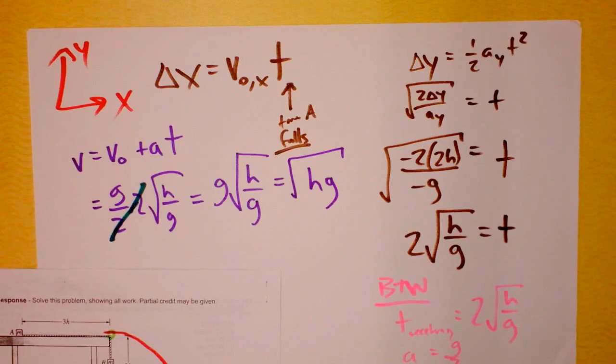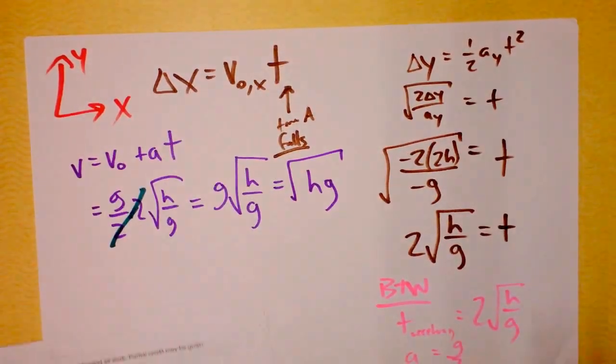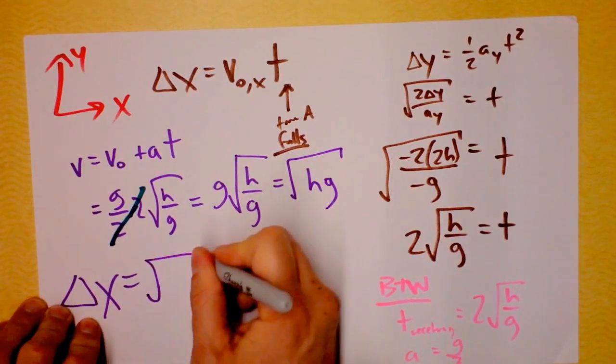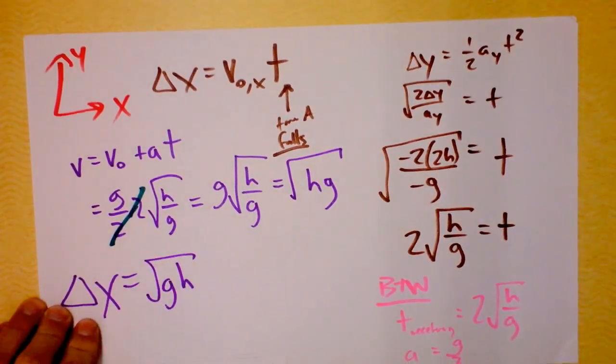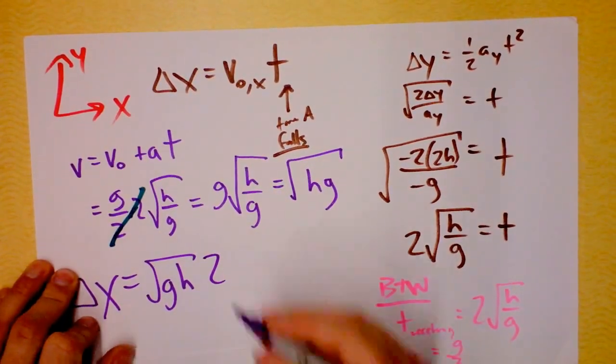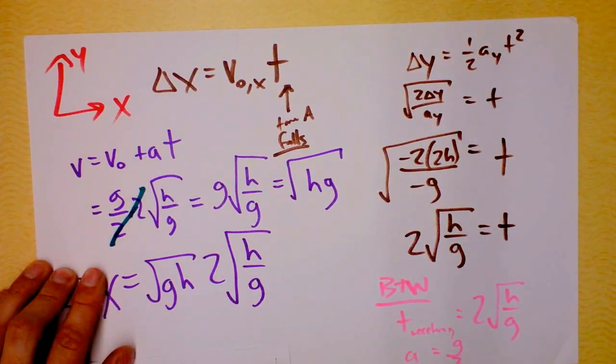No, he's cool. We're supposed to take this, which is the velocity, and multiply it by the time, which is over here. Let's do that. So we say, finally, we're answering the question, delta x equals the square root of gh. I prefer to see them like that because it's alphabetical. And then I'm going to multiply it by 2, and I'm going to multiply it by the square root of h over g.